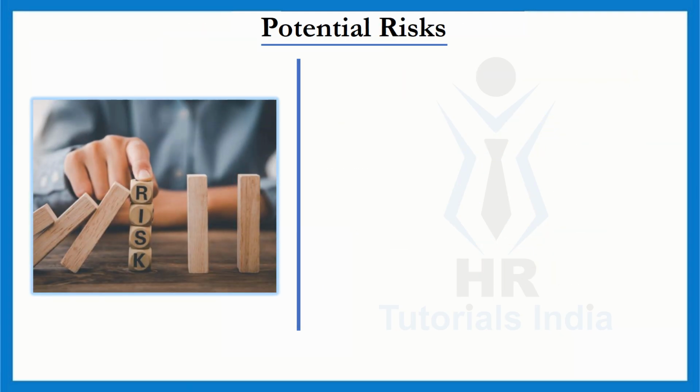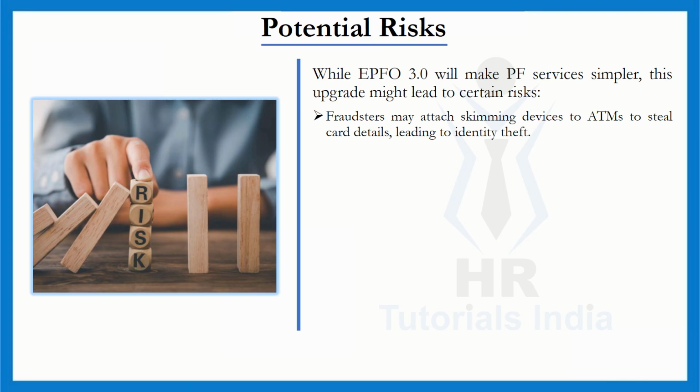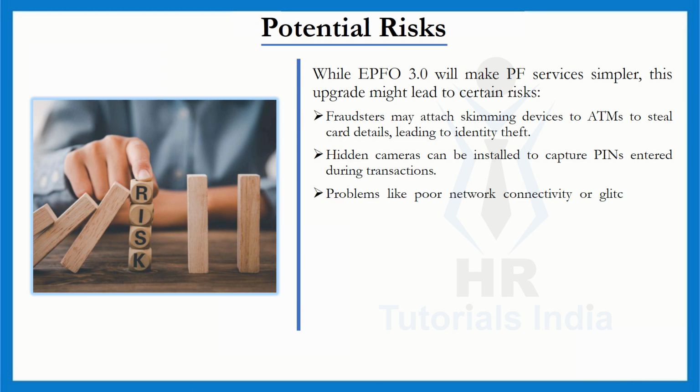Finally, let's talk about the potential risks of EPFO 3.0. While this upgrade makes PF services much simpler and faster, there are a few things to be aware of. Fraudsters could try to attach skimming devices to ATMs to steal card details, which can lead to identity theft. Hidden cameras may be installed to capture the PIN during transactions. Technical issues like poor network connectivity or system glitches could cause failed transactions or even duplicate charges. So, although EPFO 3.0 is highly convenient, it's important to stay conscious and vigilant while using ATMs or UPIs for PF withdrawals.